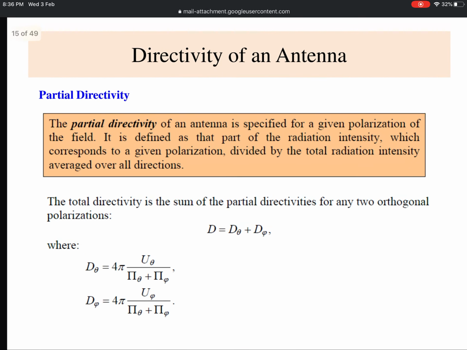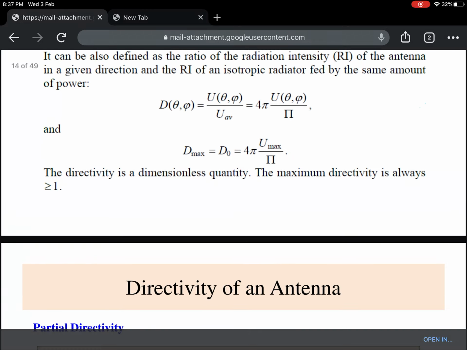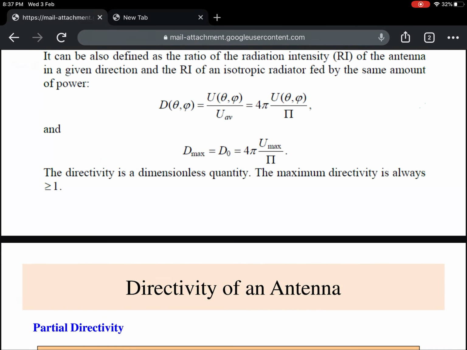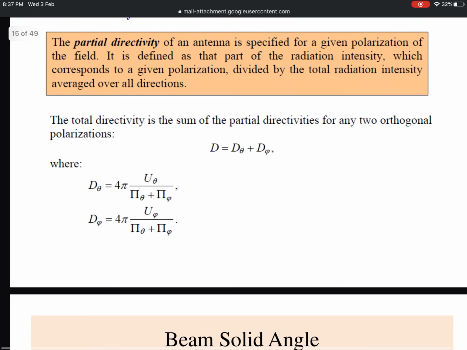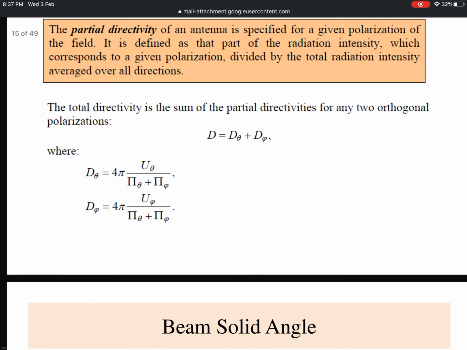Now there is one more sub-classification of this directivity, which I call partial directivity. How is this partial directivity defined? It is similar to the previous relation, where U theta phi will be replaced by U theta for theta polarization, and if you want to see it for phi polarization, it will come as U phi, and the rest of the expression will be kept similar.